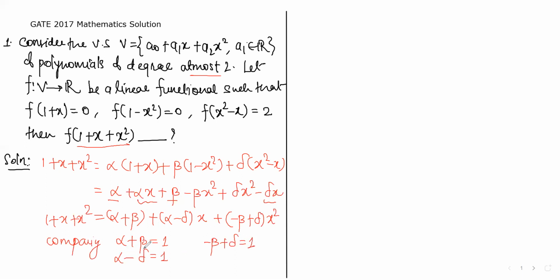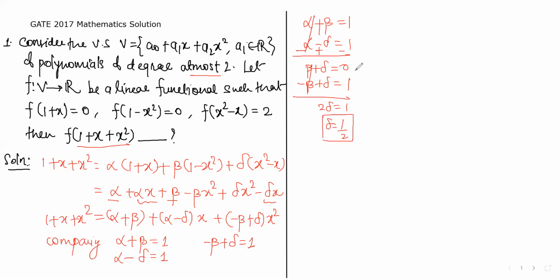Now I'll solve these and see what I get. Since alpha plus beta is 1 and alpha minus delta is 1, I subtract them. So alpha gets cancelled, and I get beta plus delta equals 0. And I have minus beta plus delta equals 1. So this gives me 2 delta equal to 1, that means delta will be half. I got delta to be half, and from this equation, beta gives me minus half.